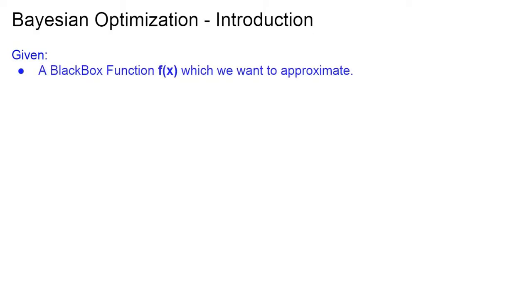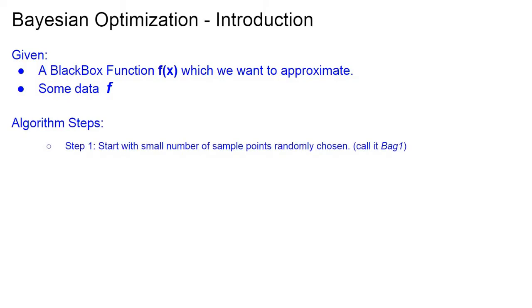Given a black box function f of x, which we really want to approximate, which we don't know the details about, and that we have been given some data, which we're going to look at as a vector f. So the algorithm starts. The first step is we are going to be finding a few sample data points that we will choose randomly, and we'll put it into a bag. We're indicating that as bag 1.